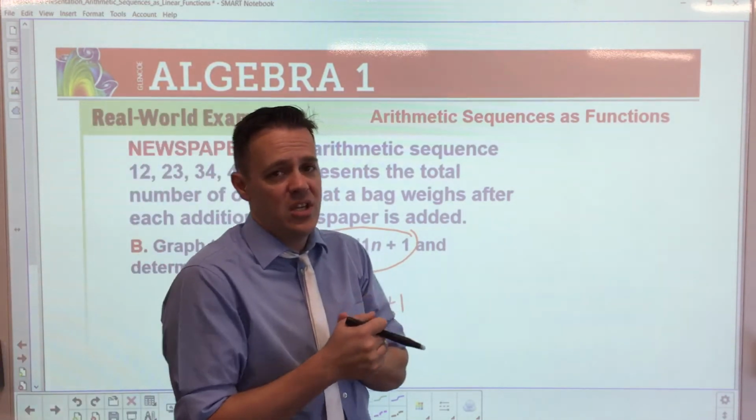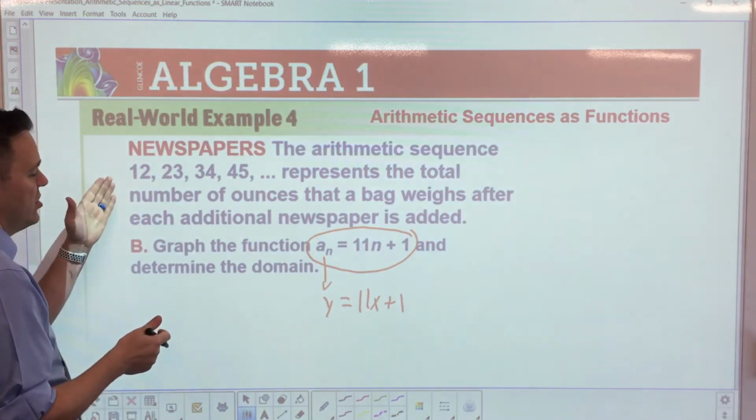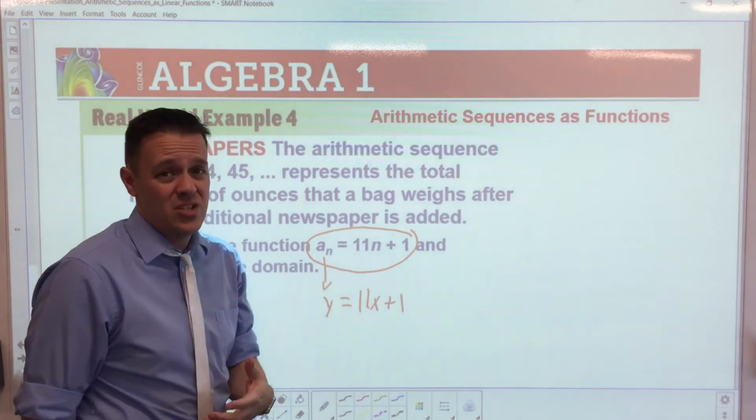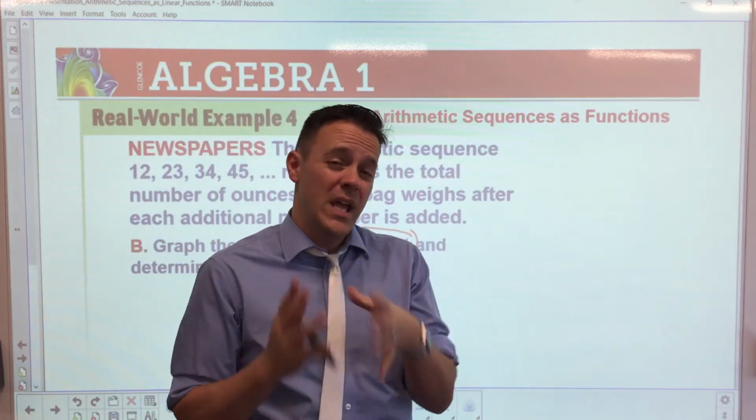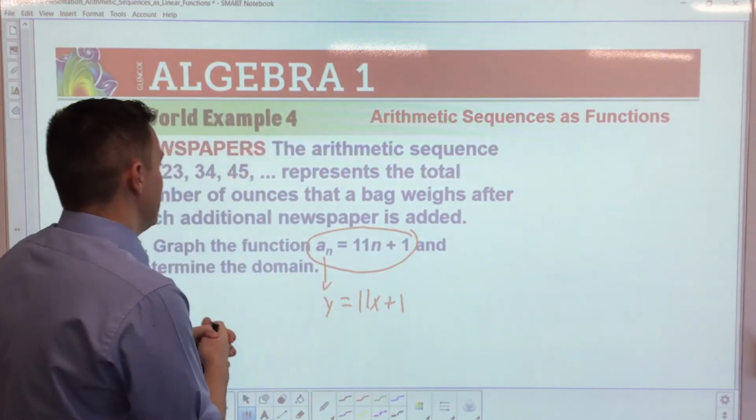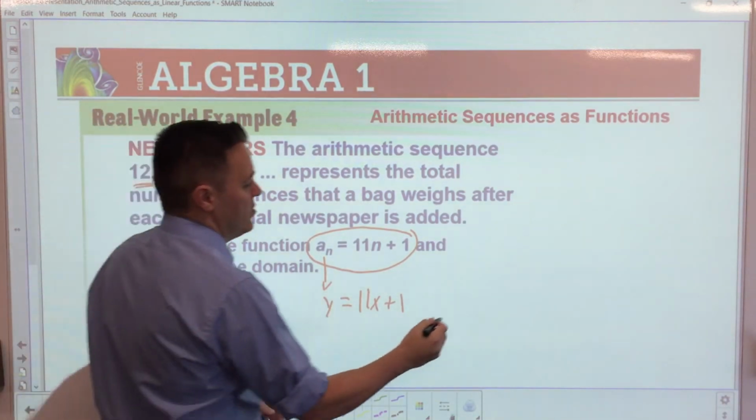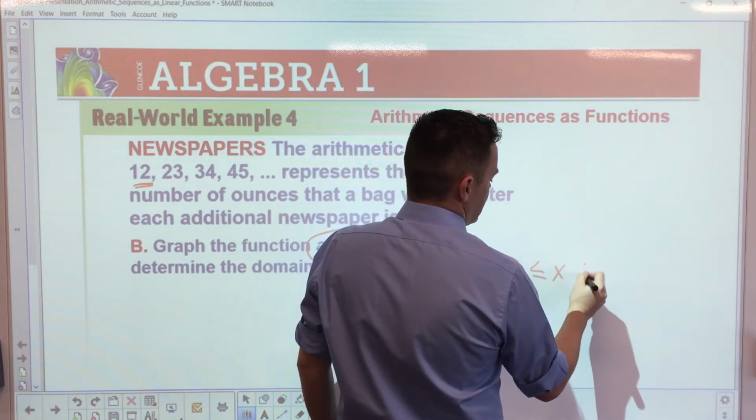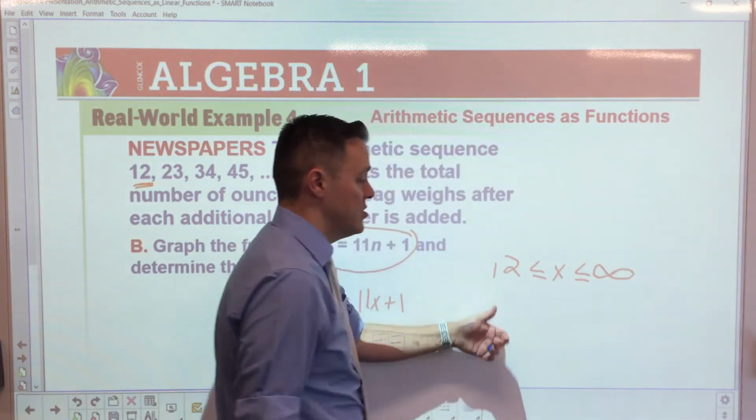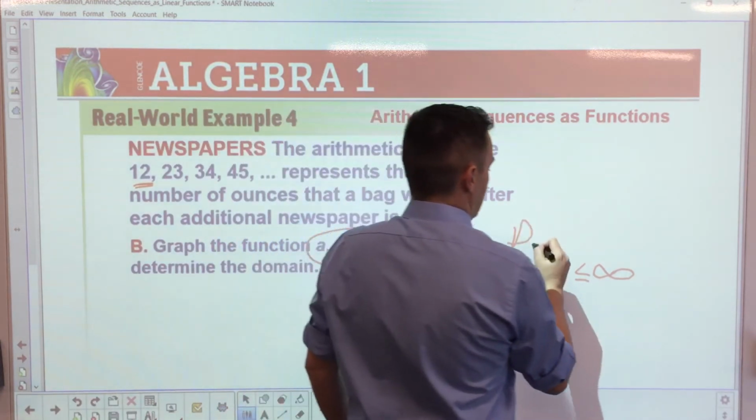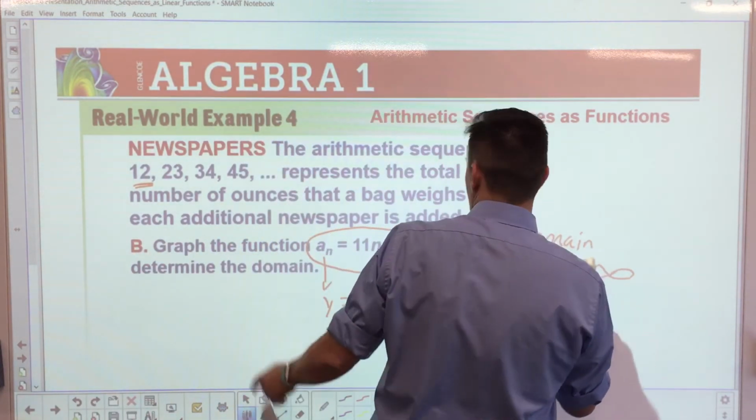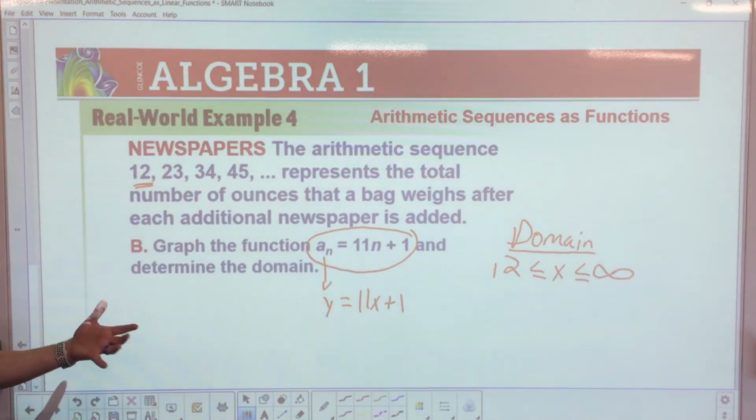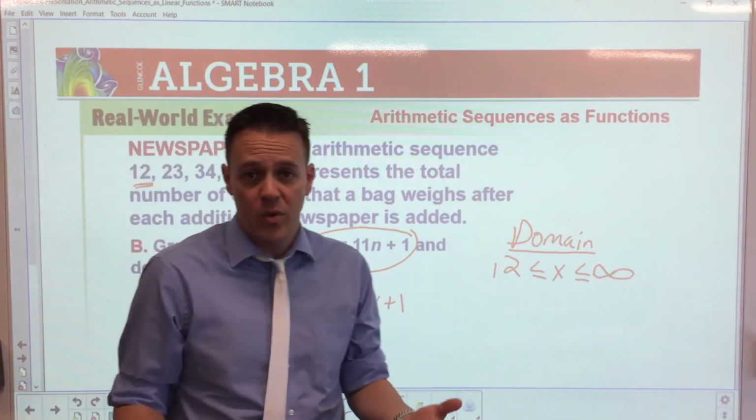So on this calculation, ladies and gentlemen, if I graph this function, my domain and range is all real numbers. But the reality of this word problem would technically be that you would start at 12. So my domain would be 12 less than or equal to x, up to infinity. Okay, so that is my domain. Now, if you were to graph this function, the domain and range would be all real numbers.